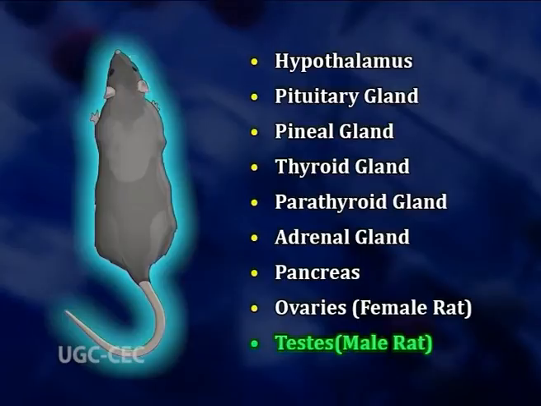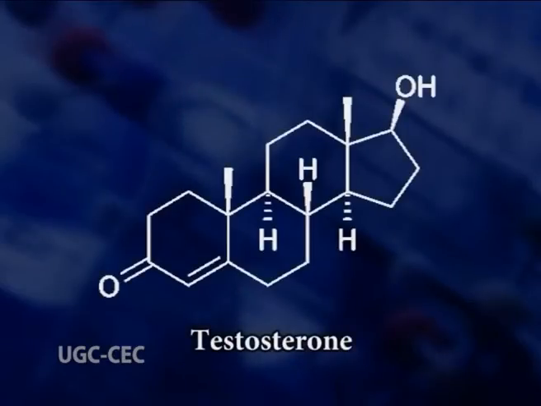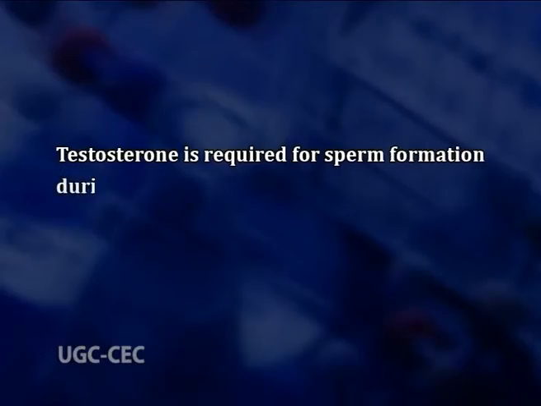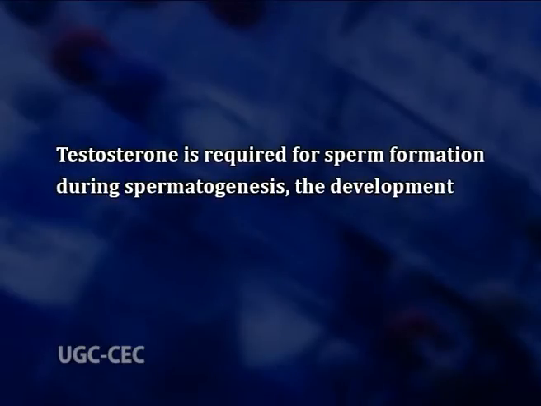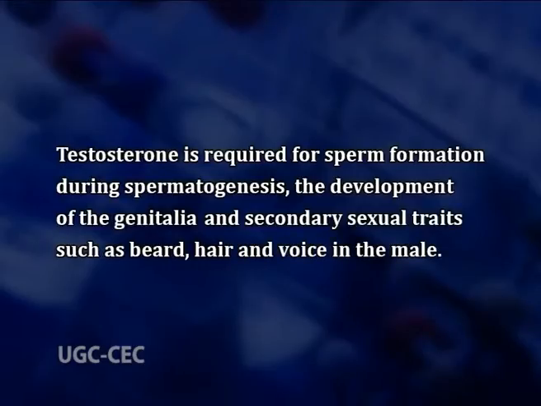Ninth is testes. The male's testes are oval shaped organs that hang in a pouch of skin called the scrotum outside the male body. The testes produce the hormone testosterone under influence of luteinizing hormone, that is LH. Testosterone is required for sperm formation during spermatogenesis, the development of the genitalia and secondary sexual traits such as beard, hair and voice in the male.